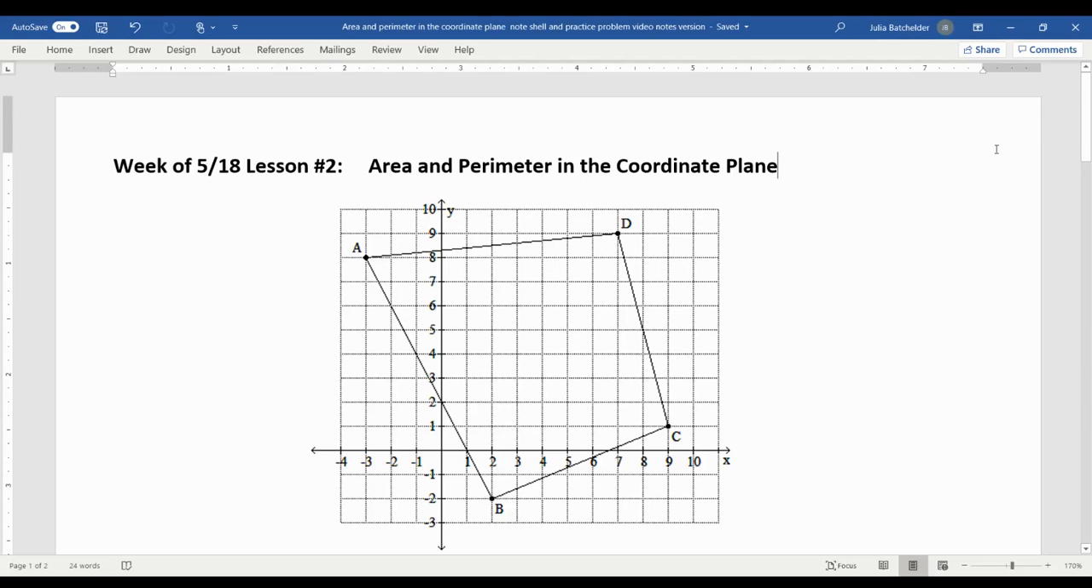I hope it doesn't make you too sad, but I think this is going to be our last set of class notes and practice for the entire year in geometry. So here what we're doing is trying to find the area and the perimeter in the coordinate plane. Here we've got a nice quadrilateral, ABCD, and we're supposed to find its area and its perimeter.